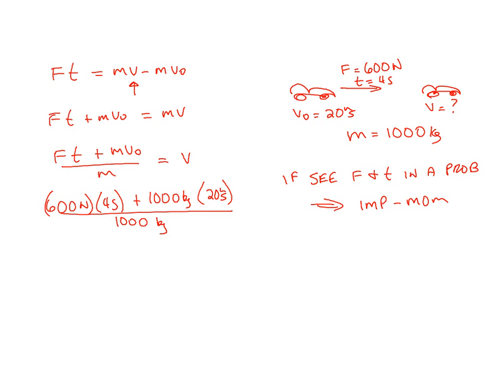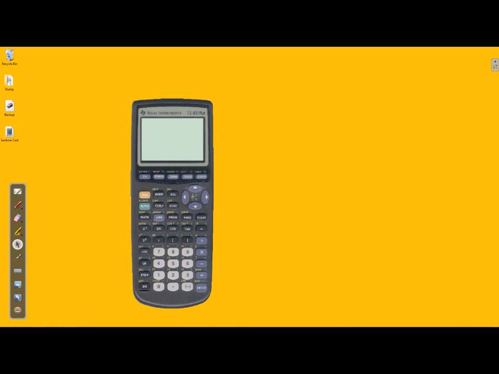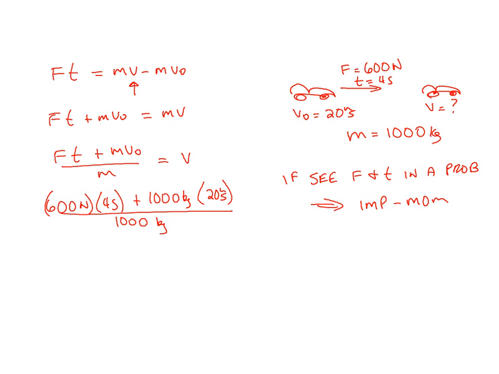Where's my, how do I do this? Parenthesis, 600. There's my force times time plus the mass times the initial velocity. Close up the numerator, and we're dividing by the mass. Now I'm up to 22.4 meters per second. Okay? That would be my final velocity there.